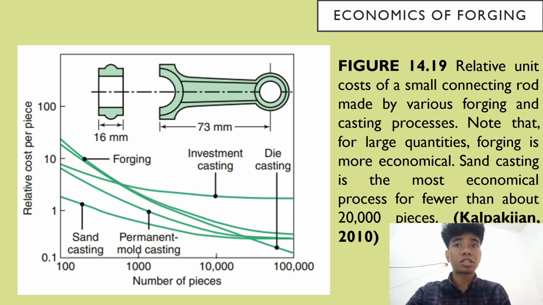For larger production quantities, forging becomes more economical because tooling costs are spread over many pieces. For small quantities, cast designs are often cheaper. This slide also compares unit cost for making a connecting rod.